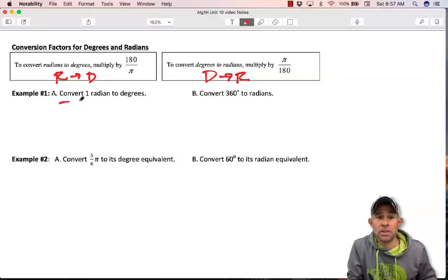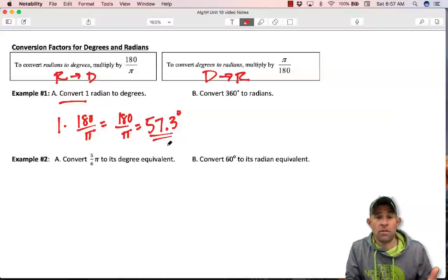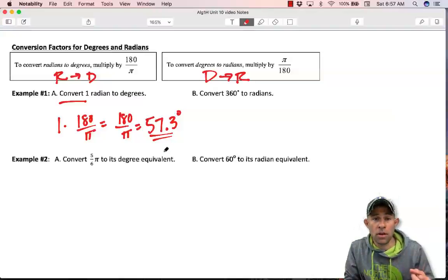So, for example, it says convert 1 radian to degrees. If I want to take 1 radian to degrees, I'm going to multiply that by 180 over pi. When I multiply anything by 1, I get the same thing. So this is 180 over pi. And when I do that out in my calculator, I'm going to get 57.3 degrees. So in other words, there's 57.3 degrees per 1 radian.